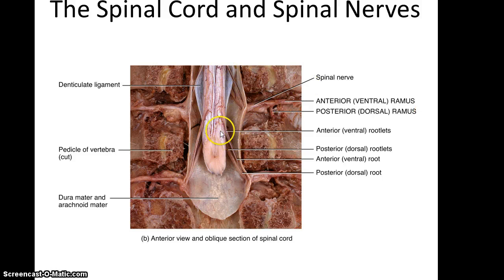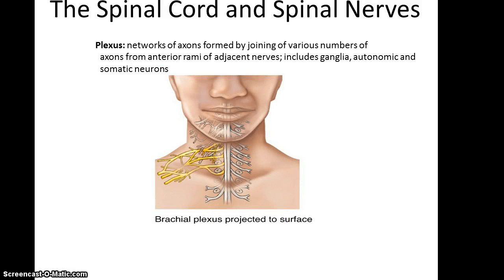You see the anterior rootlets, the posterior rootlets, how they're sort of coming together as roots and then fusing to form the trunk. That thing gets branched off of to form those rami, or ramus. All right, plexus. What's a plexus? A plexus is a network of axons that are formed by the joining of various axons from the anterior rami of adjacent nerves. So basically, they are just these branching, interweaved structures.